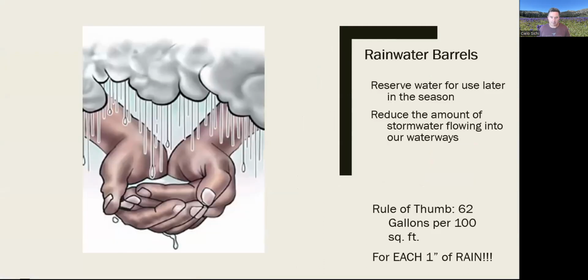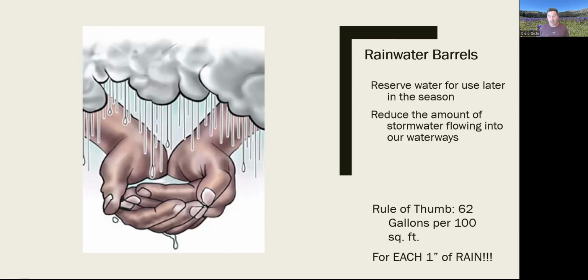First, talking about rain barrels. Using rain barrels, we're reserving water for use later in the season. This directly reduces the amount of storm water flowing into our waterways. Okay. Now, cool little rule of thumb here. You get 62 gallons of water for every 100 square feet of surface area that you can collect from a single inch of rain.